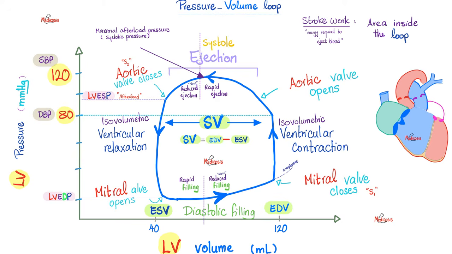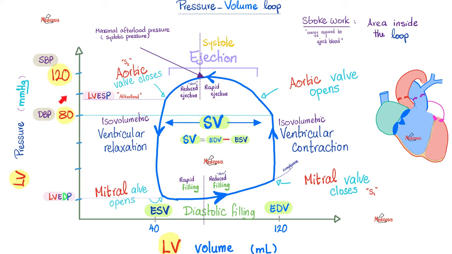What's the highest volume ever in your left ventricle? It's the end-diastolic volume. And what's the lowest volume? It's the end-systolic volume. And what's the difference between them? It's called the stroke volume. Example, if my end-diastolic volume is 120 ml and the end-systolic volume is 40 ml, can you calculate the stroke volume, please? It's 80 ml. 120 minus 40 equals 80. So the distance between this point and this point is literally the stroke volume.